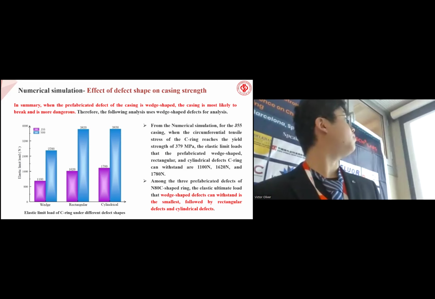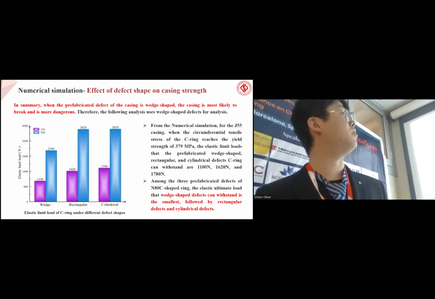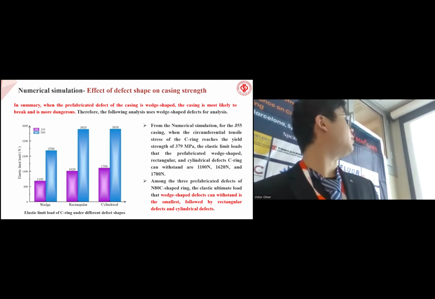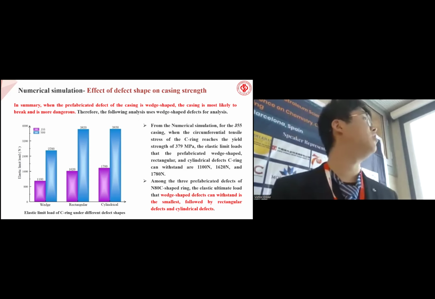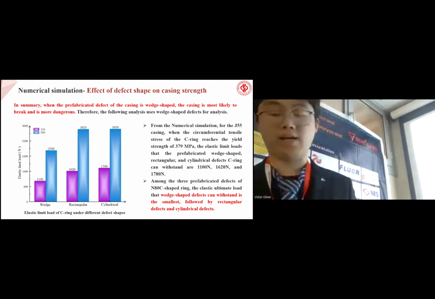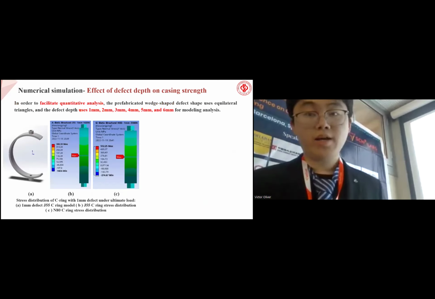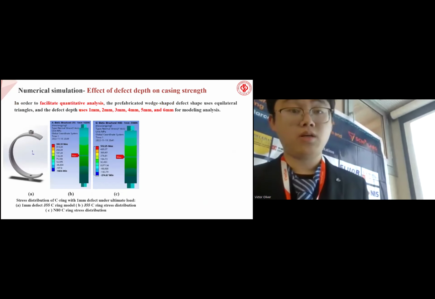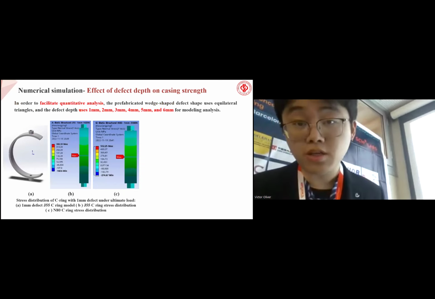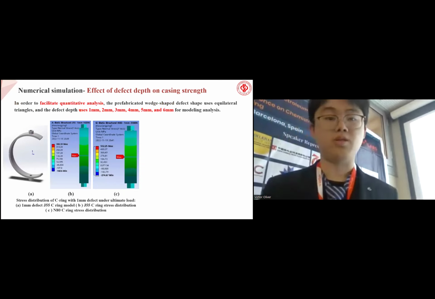So as a result, in summary, when the defect of the casing is elliptical shape, the casing is the most prone to break and is the most dangerous. Therefore, the following analysis uses the elliptical shape defect. The next is about the depth of the casing species.